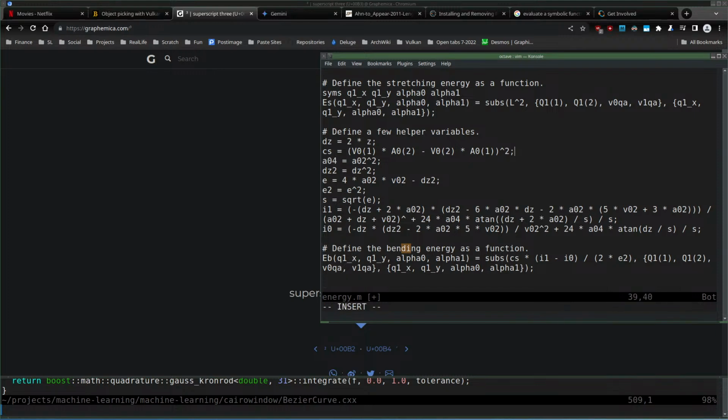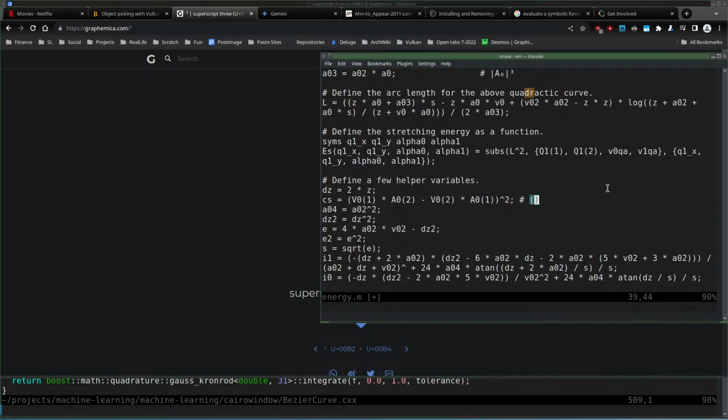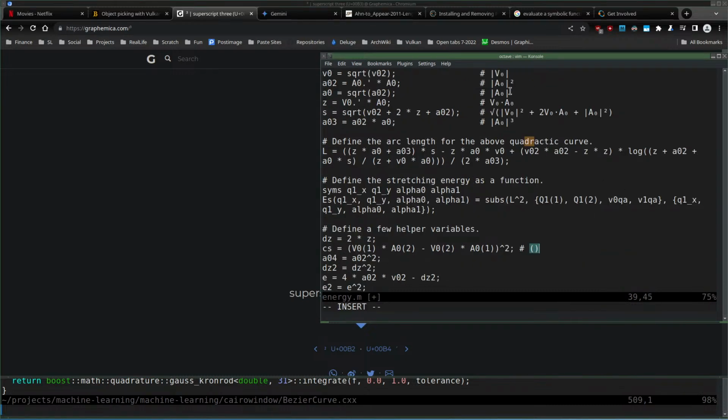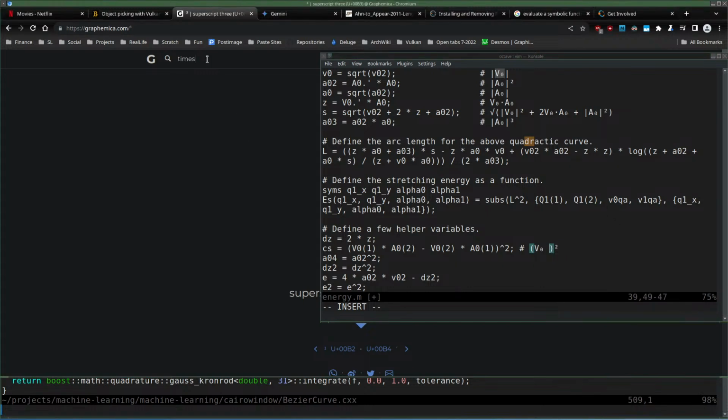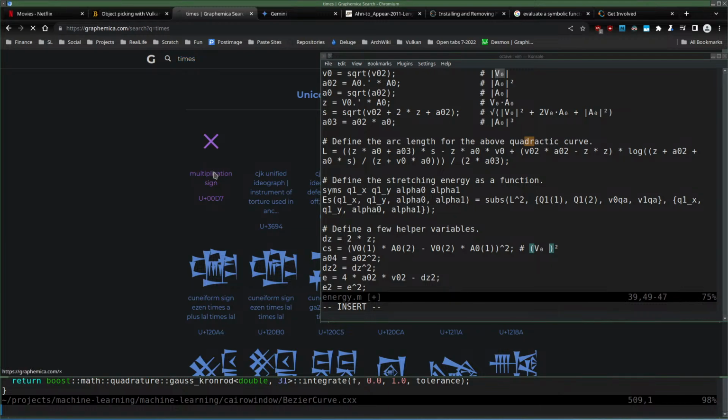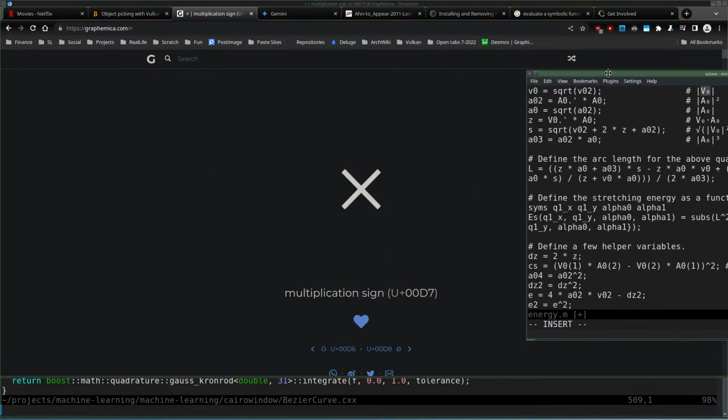At the very least, let me add a comment here. And this is the cross product between V0 and then all squared. Yeah, I'm just going to use an X, I think. In my font, it looks horribly like, okay, I won't. Times, yeah, there it is, multiplication sign. That's what we need.